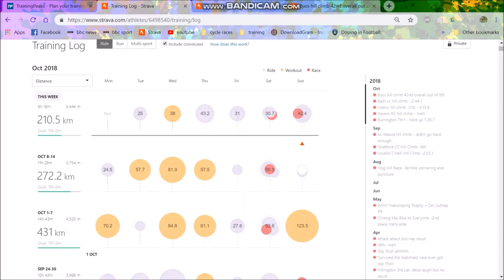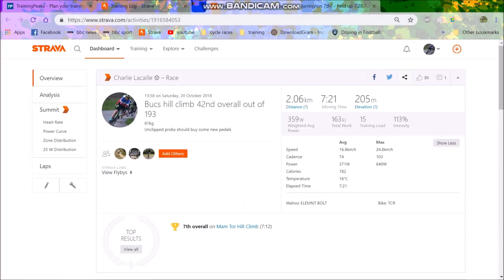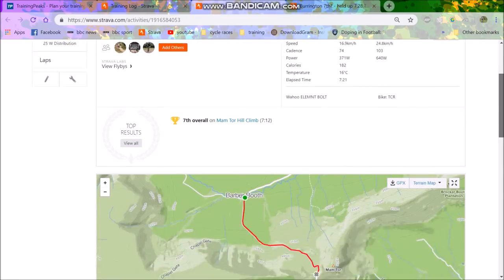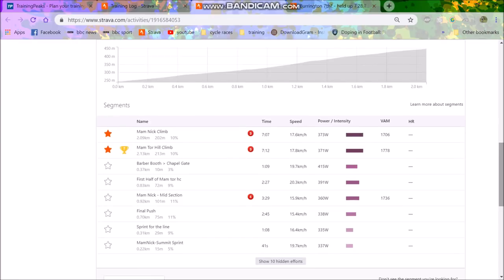So first off, we had Bucks Hill Climb, which is the British University College Sport thing. I'm not really sure what it stands for. Anyway, it's a competition. Some good lads turn up, basically. So yeah, this is it.